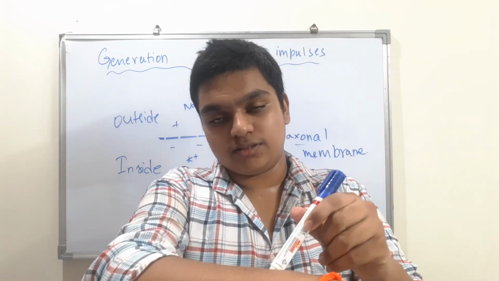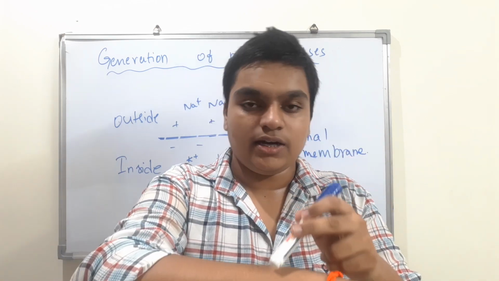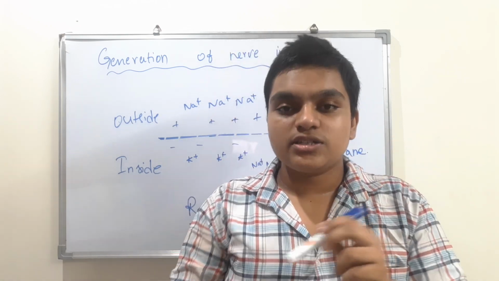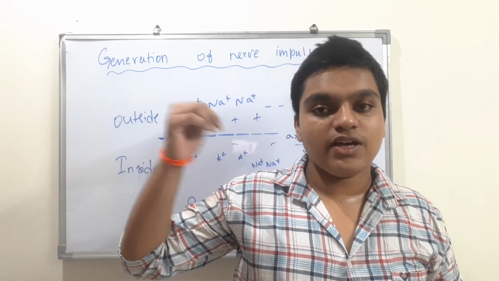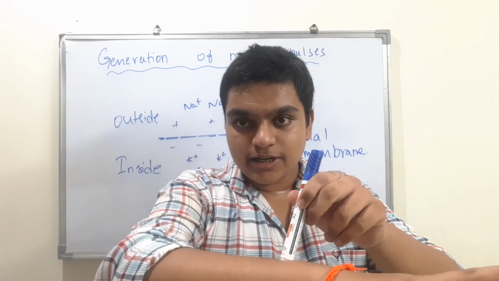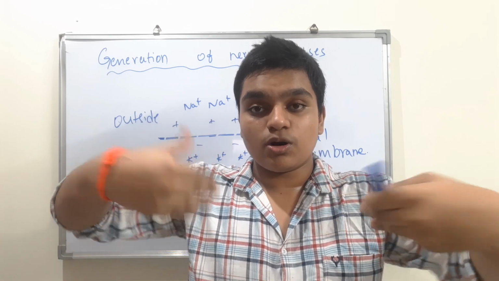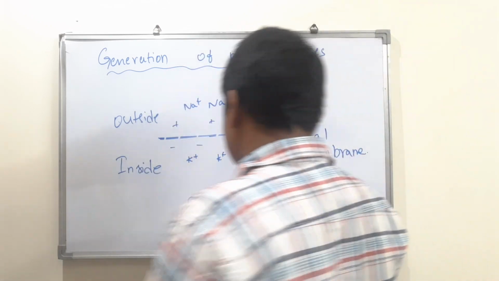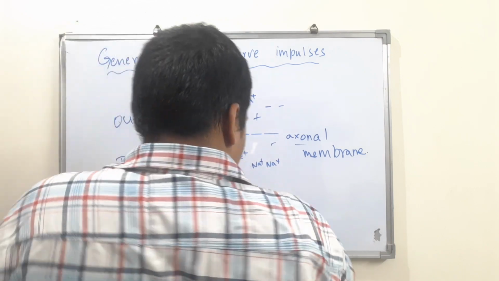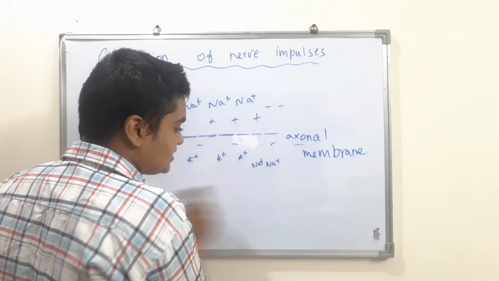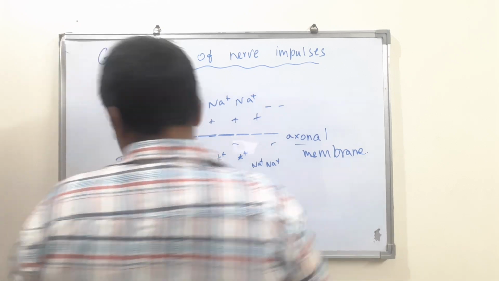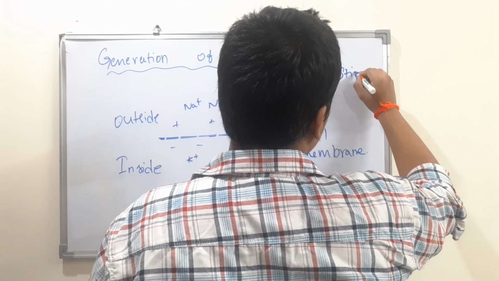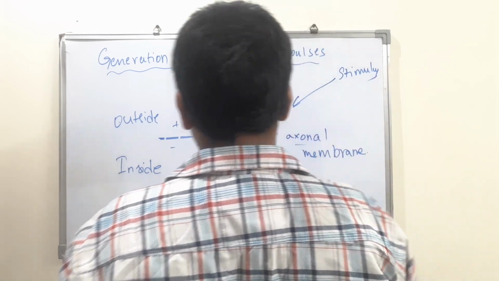I poke my skin. If I poke my hand, I generally remove it. Why? Because when a stimulus is applied, the membrane becomes more permeable to sodium ions. See what is happening. The resting condition is disturbed since I have applied some stimulus from this side. So this is the stimulus.